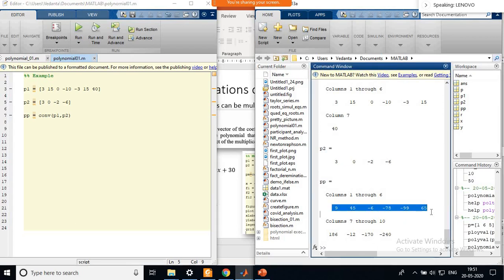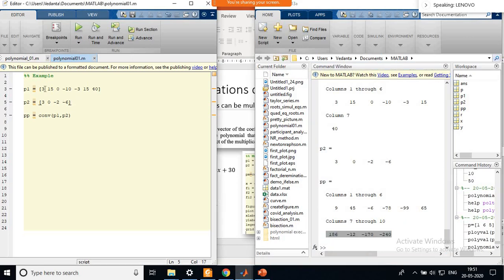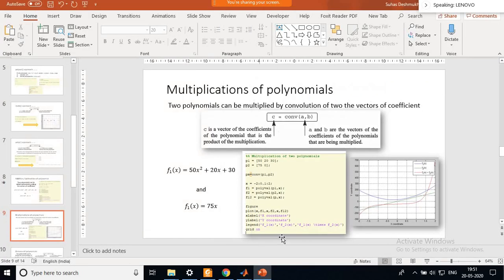Here the coefficients of whatever polynomials are multiplied total 6 coefficients, we got it. So obviously the order of the equation is 9. Here it is matching: this is a 6th, this is a 4th, and when you multiply, you will get a total of 10 coefficients. Okay, so this is the way you can do a convolution, and here you can plot it and study it very nicely.